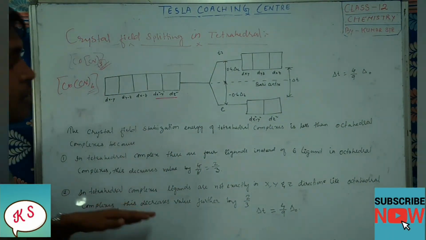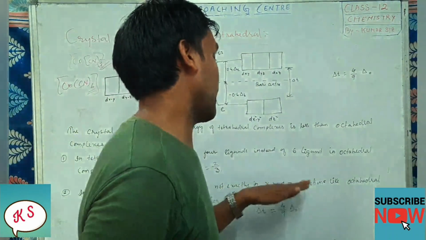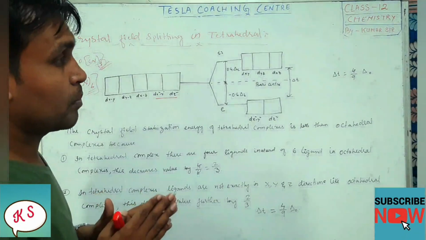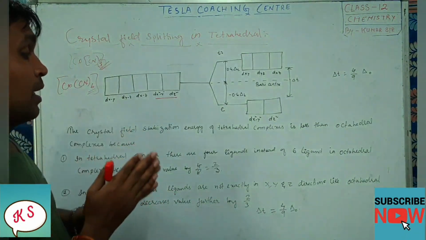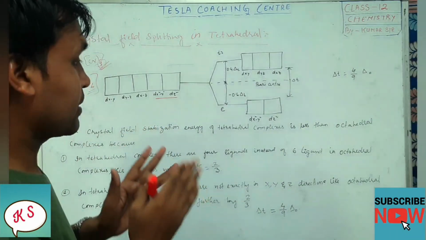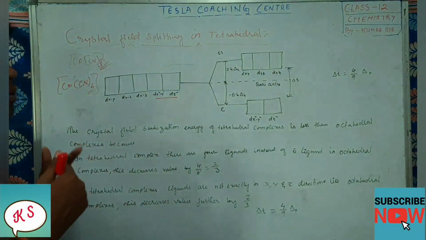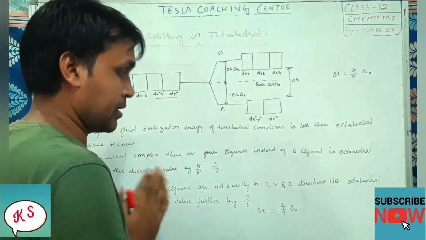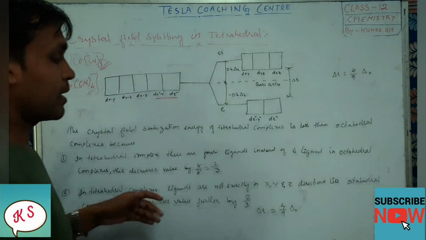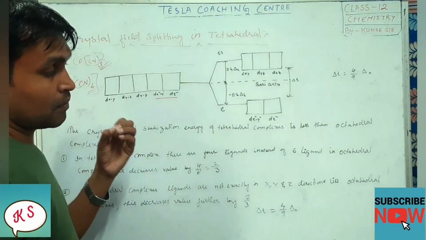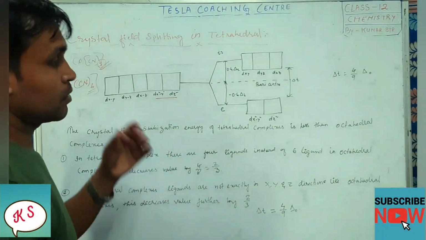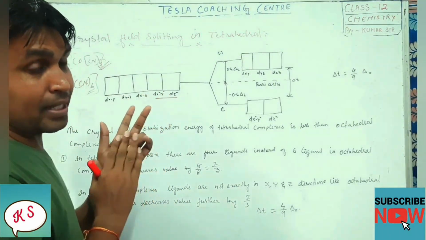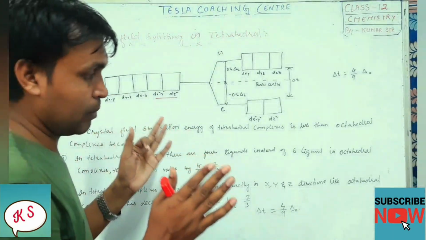Number 2 reason, in tetrahedral complexes ligands are not exactly in XYZ directions. So in tetrahedral you will see that the ligands will not be exactly in the directions of the x-axis, y-axis and z-axis. But in octahedral the ligands are exactly in x, y and z directions. Okay or not? So this decreases the value further. In octahedrals they are directional, they are available along the x-axis, y-axis and z directions.